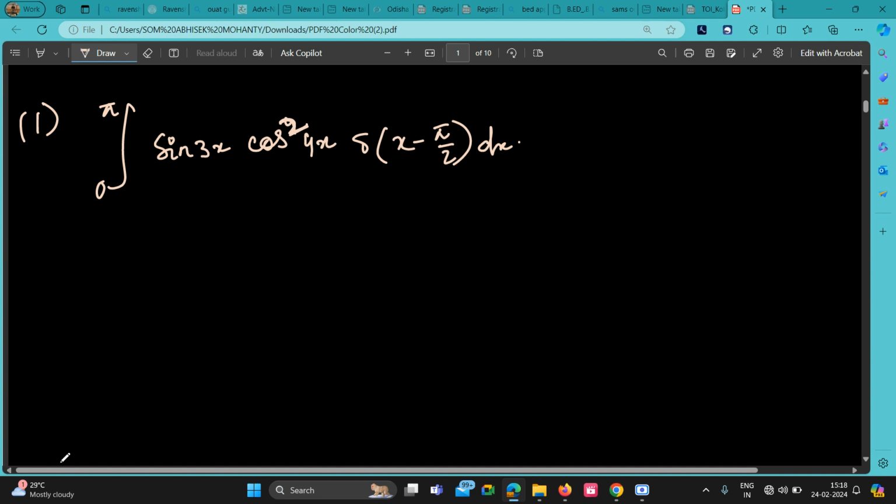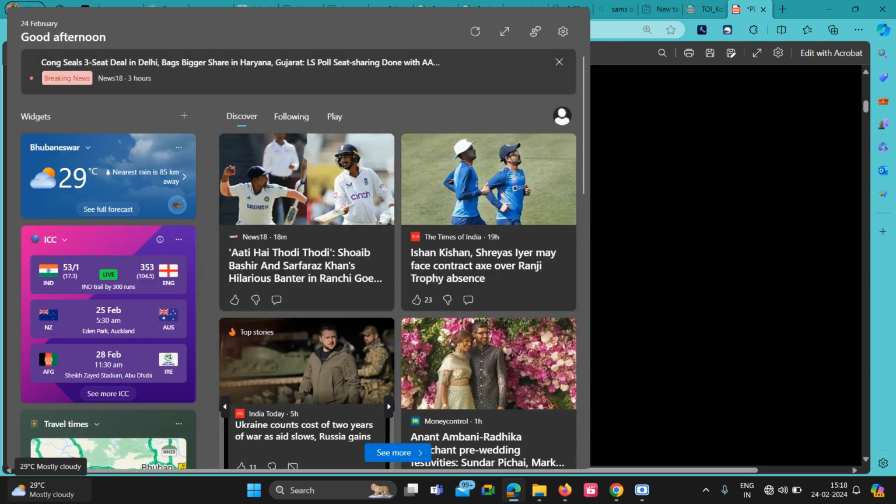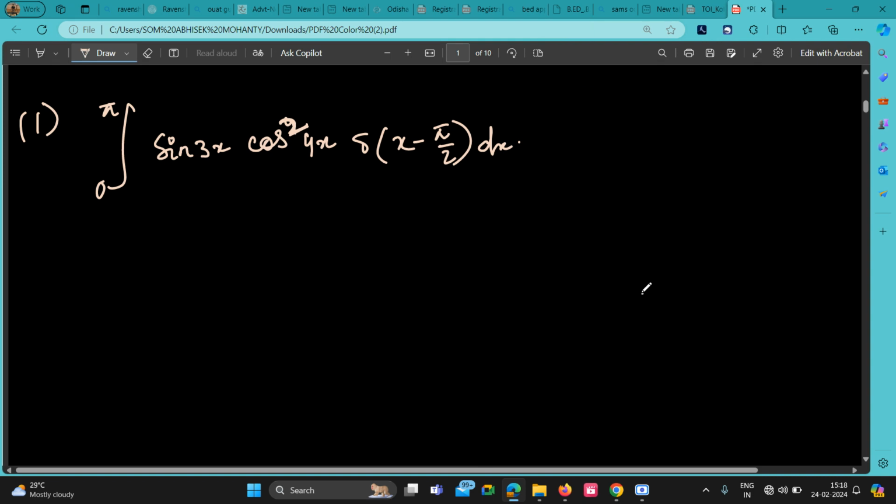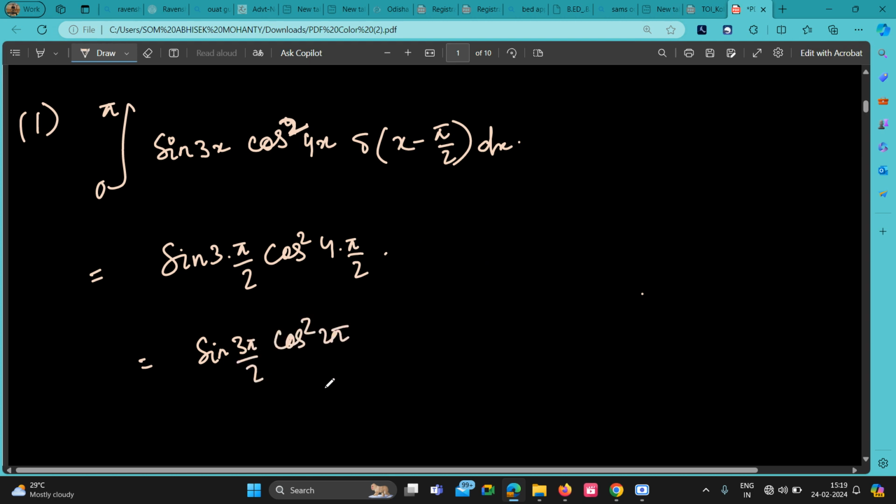Okay, so how to solve this question? See, this pi by 2 here is between 0 and pi, so I can put it directly in place of x. I'll write it as sine 3 pi by 2 cos square 4 pi by 2. That will be sine 3 pi by 2 times cos square 2 pi. Cos 2 pi is cos 0, which is 1. Sine 3 pi by 2 is minus 1. So the answer will be minus 1. Okay? Next question.